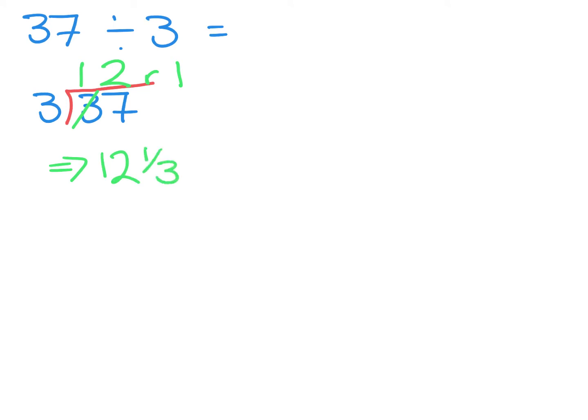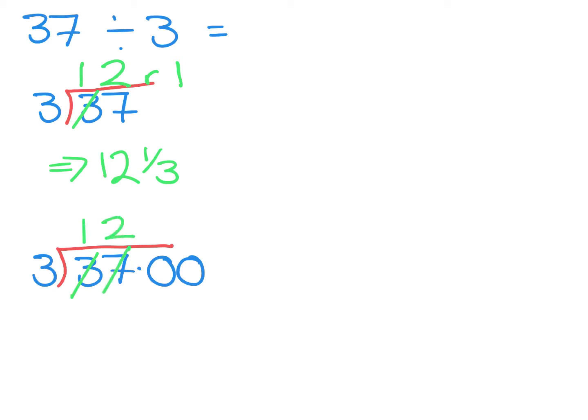But we don't want to see remainder answers. We want to see it either written as a fraction, so 12 and a third. It's a third because there's 1 of 3 left. If we were looking to do it as a decimal answer, obviously it's still 12, but that remainder that we had, we just put down there.